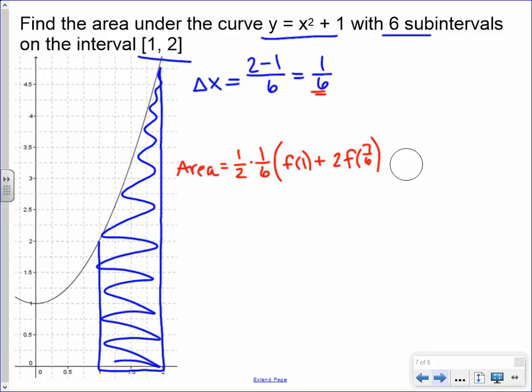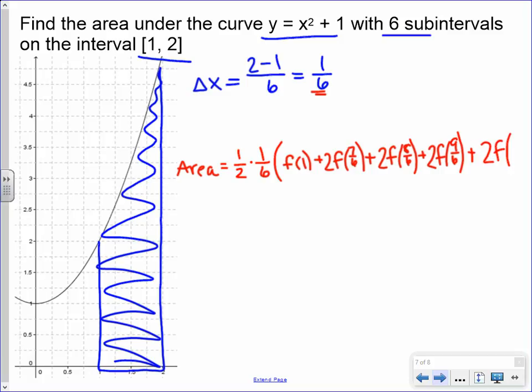I'm going to have to write smaller. Our next base is at 8/6, and that has to get used twice. Our next base is at 9/6. That gets used twice. Now I'm going to run out of room. Our next base is at 10/6. That gets used twice. Our next base is at 11/6. That gets used twice. But once we get to 12/6, which is 2, that's our last base, so it only gets used once.